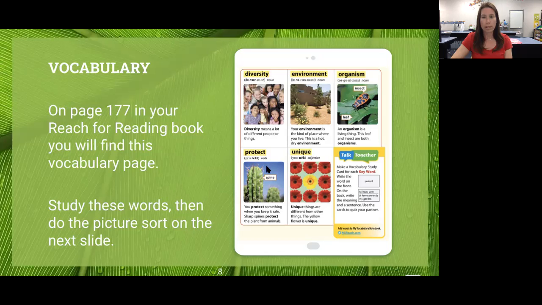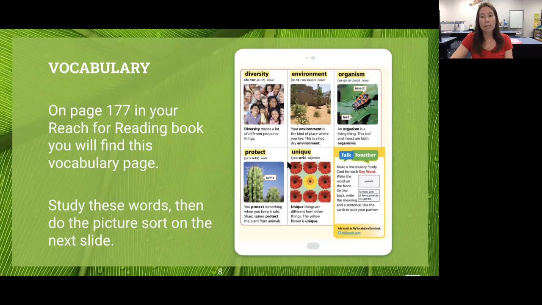Protect. Ooh, look at this picture. You protect something when you keep it safe. Sharp spines protect the plant from animals. This looks like a cactus, right? And its little spines protect its water supply from birds or other animals. Okay, so we also protect things. We have a house. We go into the house and it keeps us warm. It protects us from the elements outside. So we feel protected when we're in our house.